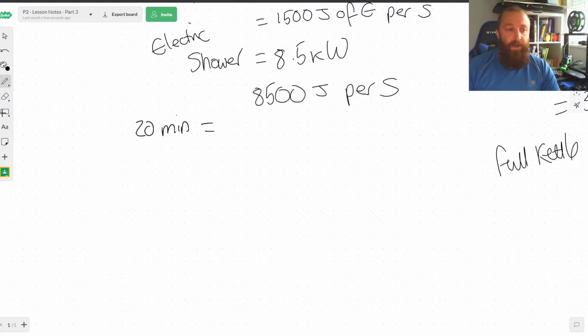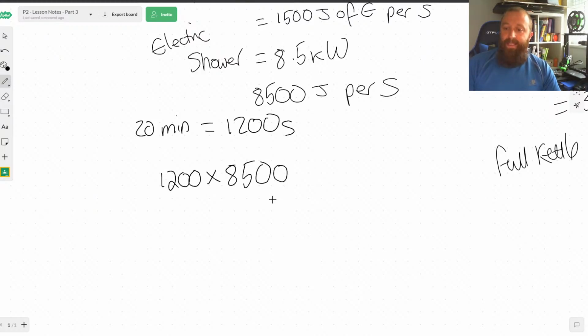The first thing we need to do is work out how many seconds. So 20 minutes times 60 means she's in that shower for 1,200 seconds. So that means she's going to be using 1,200 multiplied by 8,500 watts. So let's go back and multiply that.